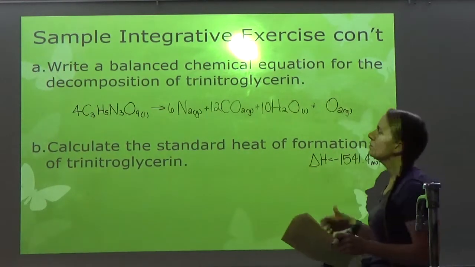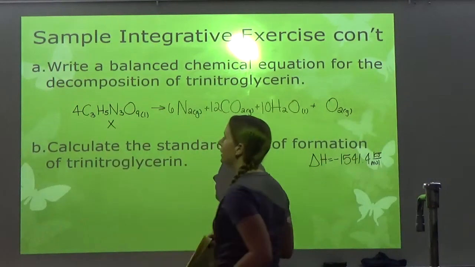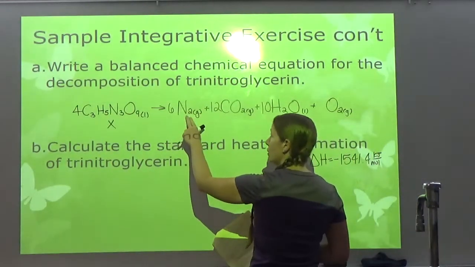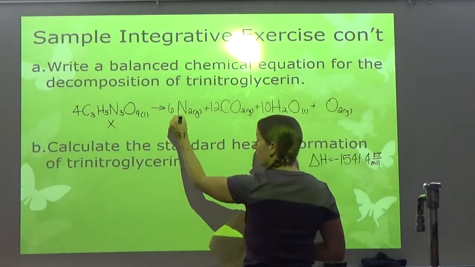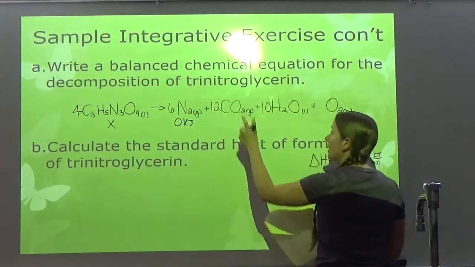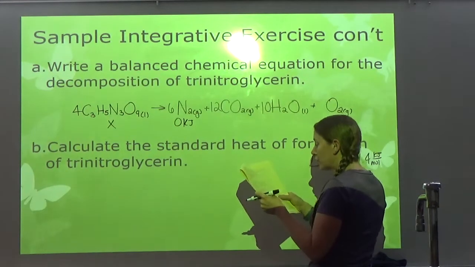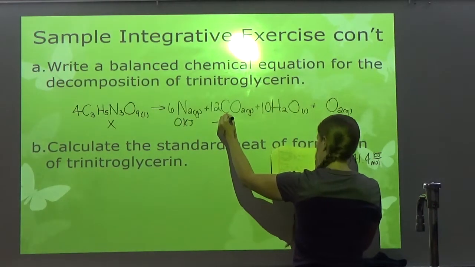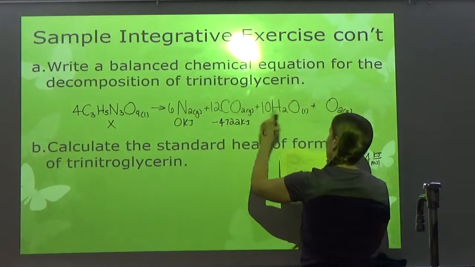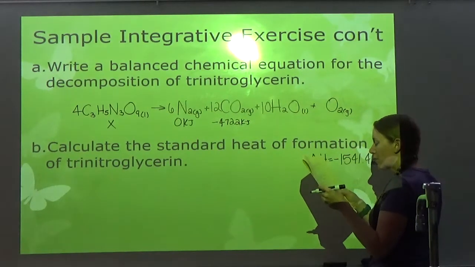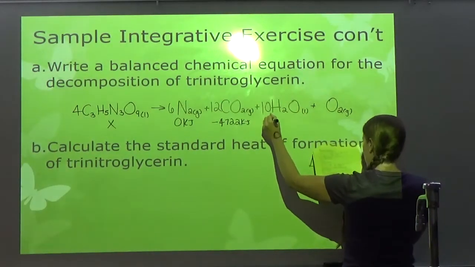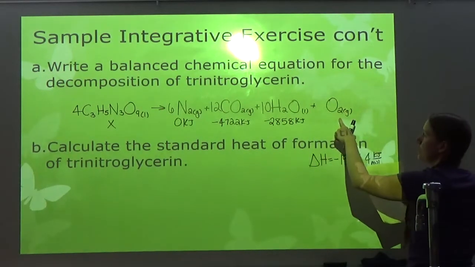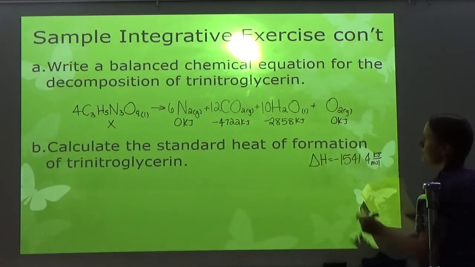All right, so we don't know the standard heat of formation of my trinitroglycerin, so I'm going to put an X for that. Nitrogen gas is naturally occurring, so it's 0 kilojoules per mole. 0 times 6 is, of course, 0 kilojoules. Carbon dioxide gas is negative 393.5, but I'm going to multiply that by 12. So I get negative 4,722 kilojoules. Liquid water is negative 285.8, but I'm going to multiply that by 10. So I get negative 2858 kilojoules. And then, of course, oxygen gas is its natural state, so it's 0 kilojoules.